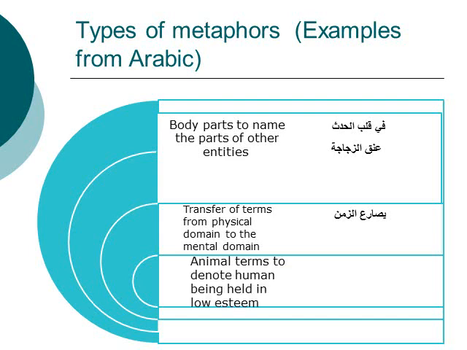As for the third type, which includes animal terms to denote human beings held in low esteem, can you think of any common examples? We can think of ذئب بشري or ثور هائج or حية. We all use these terms either in standard or colloquial Arabic, to describe people held in low esteem. Can you think of any other examples?